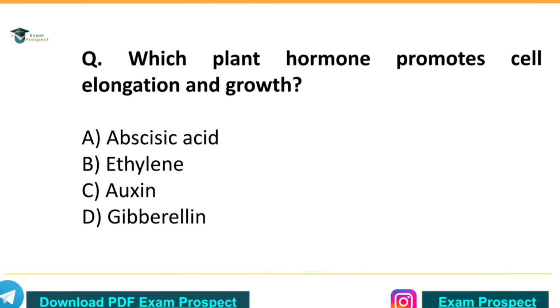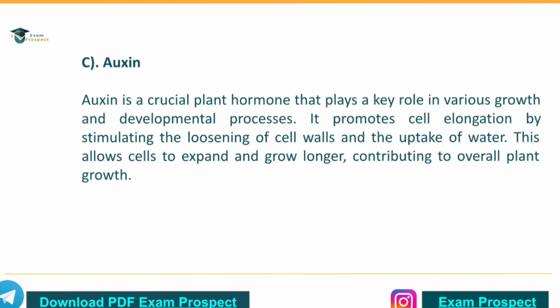Next question, which plant hormone promotes cell elongation and growth? Correct answer is option C, auxin. Here, auxin is a crucial plant hormone that plays a key role in various growth and development processes. It promotes cell elongation by stimulating the loosening of cell walls and uptake of water. And this allows cells to expand and grow longer, contributing to overall plant growth.